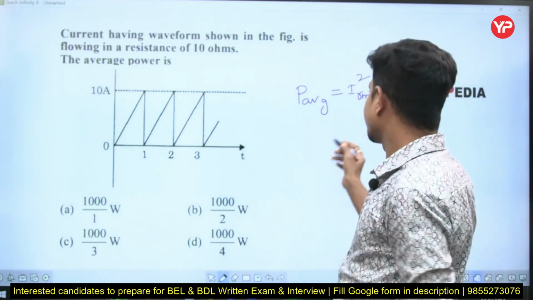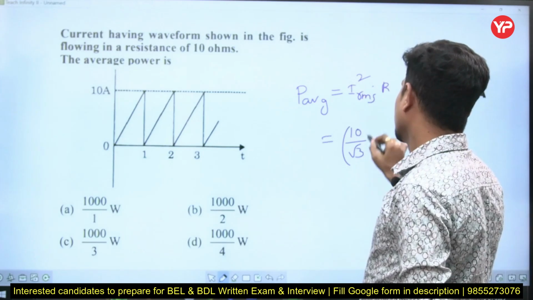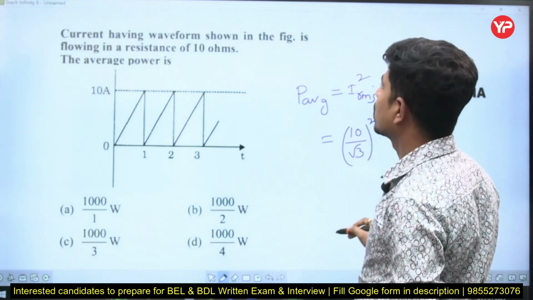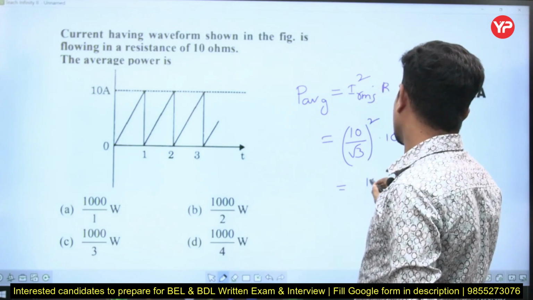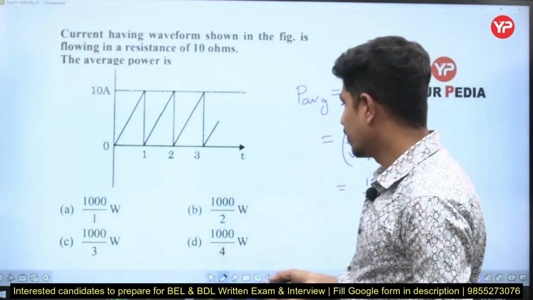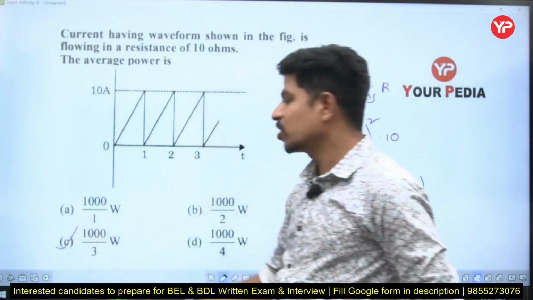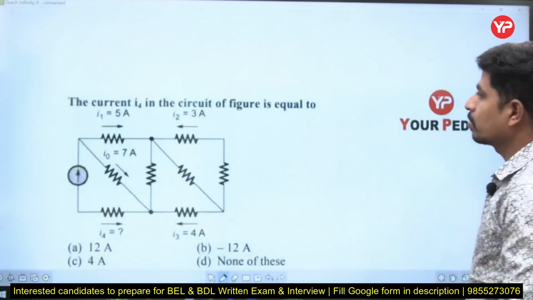by root 3. How much it is? Maximum value is 10 by root 3 whole square into resistance is how much? 10 ohms. It is 100 into 10, 1000 divided by 3 watts. So option is C. C for Chennai. Option is C. Right? Next question, please.